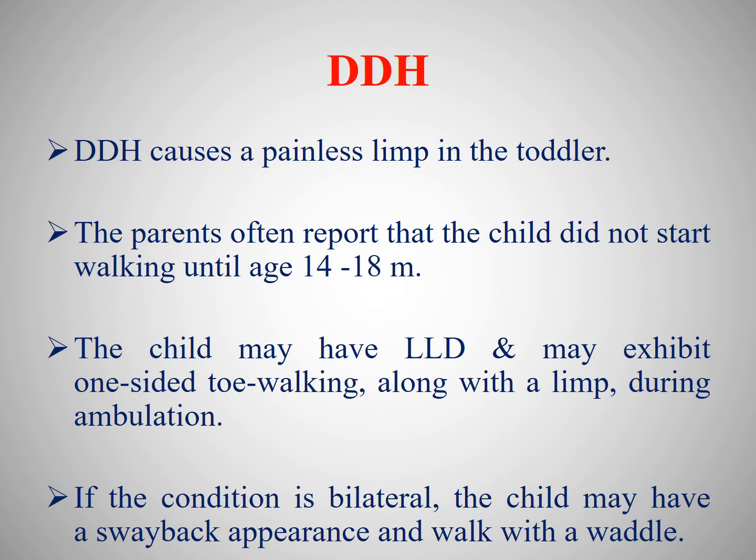DDH causes a painless limp in the toddler. The parents often report that the child did not start walking until the age of 14 to 18 months. The child may have a lower limb length discrepancy and may exhibit one-sided toe walking on the shorter side, of course, along with the limp during ambulation. If the condition is bilateral, the child may have a sway back appearance due to the hyperlordosis of the lumbar spine and walk with a waddle.